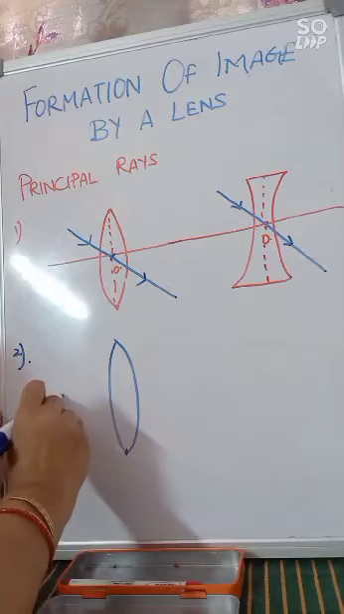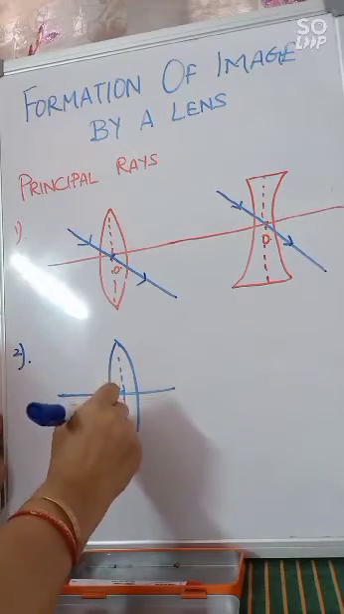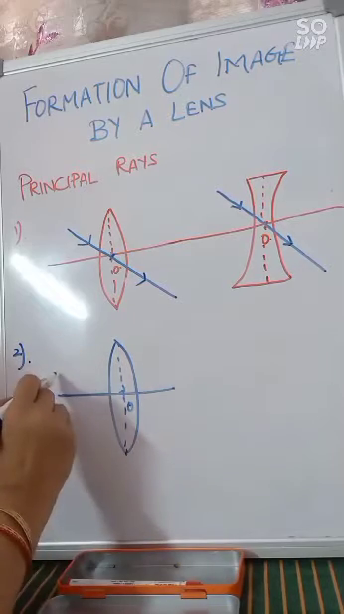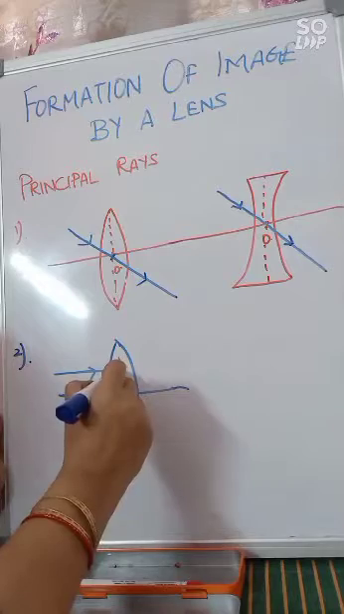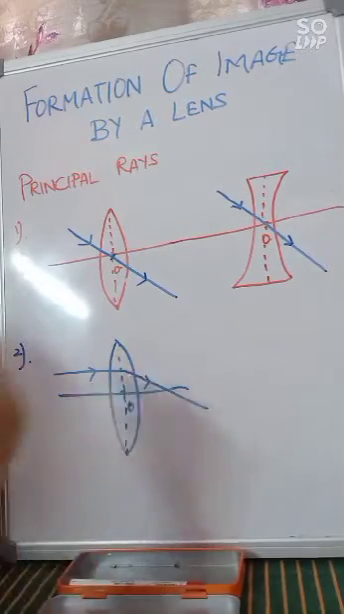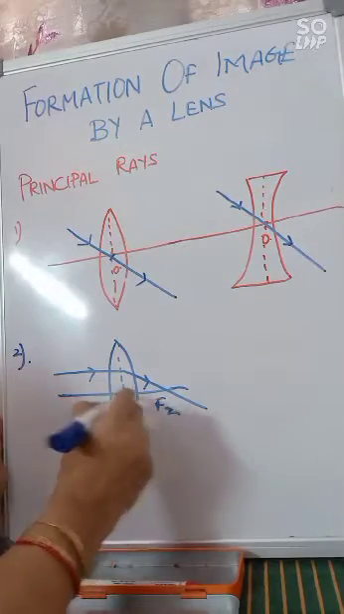okay, first of all, let me draw. This is your convex lens, right? This is your optical center, and here a ray parallel to principal axis. After refraction, it passes through focus. Second focus I'm talking about in case of convex lens.